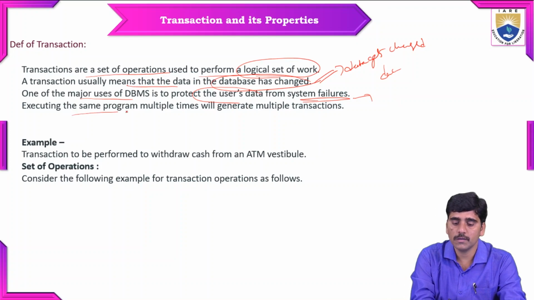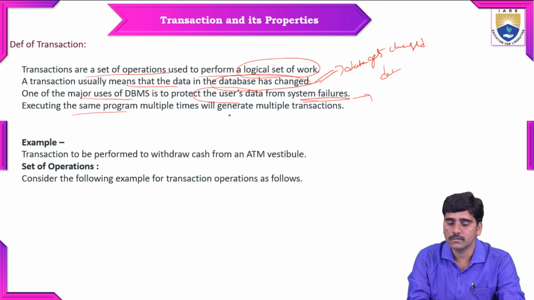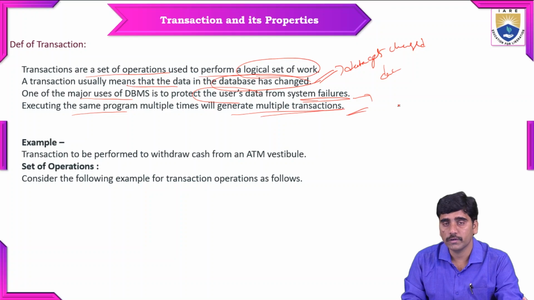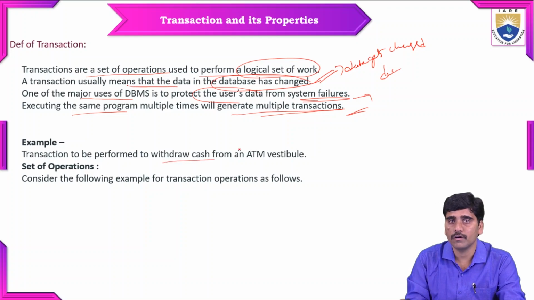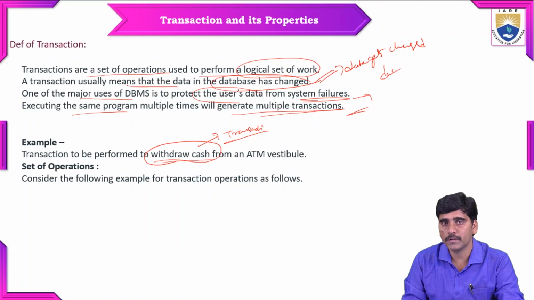Executing the same program multiple times will generate multiple transactions. For example, we can have withdraw cash from ATM. Withdraw cash is one transaction. But to complete the transaction, what are the operations and activities that you are going to perform? That's why we mainly use it for rollbacking of your data, to protect the user's data from system failures also.